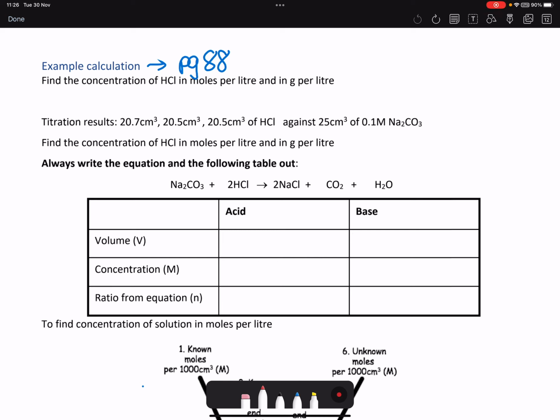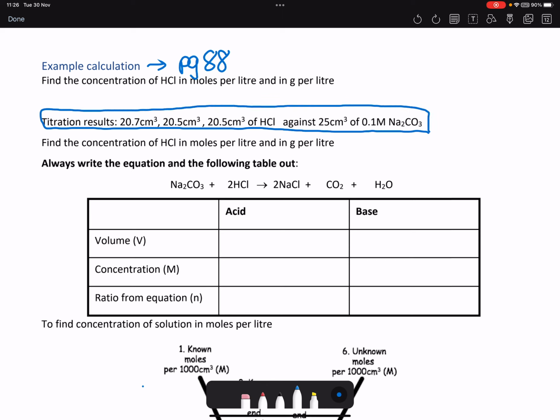So this is the example calculation on page 88. I'm going to go through it with you now. Usually you will have to find this piece of information from a paragraph of stuff or within questions. And you should always write out a little table for yourself.